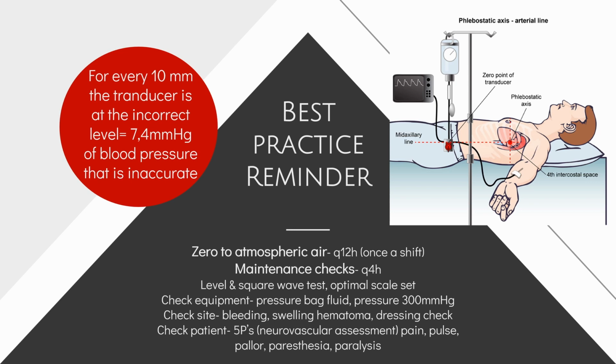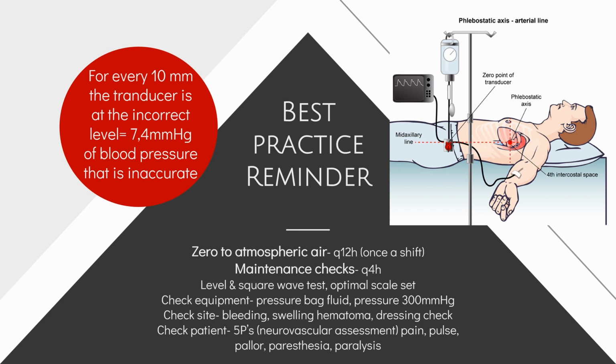A best practice reminder for all these checks of the arterial line is always to zero to atmospheric air at least 12 hourly. You can repeat this when you change the patient's position, for example, if they get into a chair and so on. But 12 hourly should be adequate, just so that you know for sure it's been done at least once per shift. Other maintenance checks are about 4 hourly, and that includes a proper level.